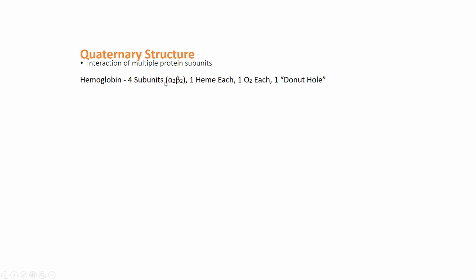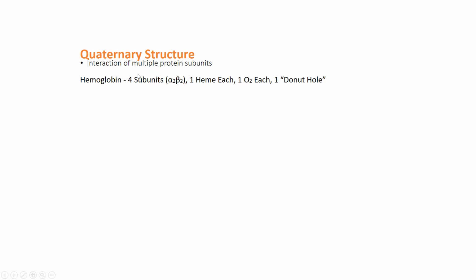So it has 2 alpha, 2 beta. And each subunit has 1 heme group. So 2 alphas, each one has 1 heme, so 2 hemes. And 2 betas, each one has 1 heme, so 2 additional hemes, a total of 4 subunits and 4 hemes. Each heme has 1 O2. So there are 4 hemes, which means there are 4 O2s.